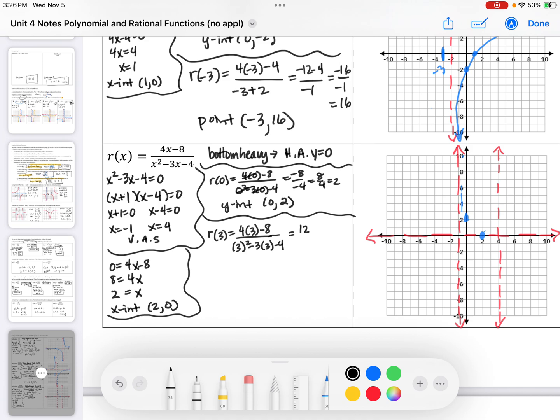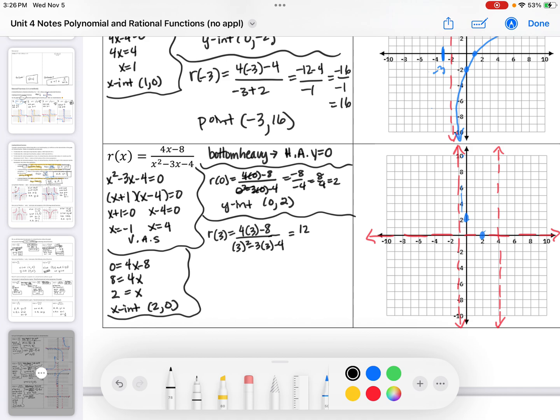Okay, now where are our other two branches? Are they here and here? We don't know yet. And we figure that out by plugging in x values to create coordinate points and knowing where those other branches live. And we know we have to have 3.